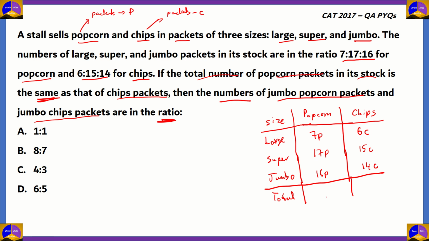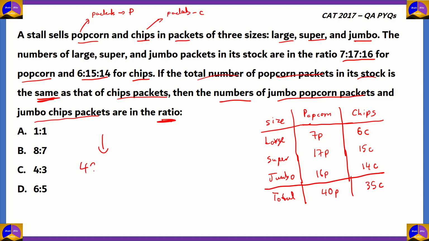Now, if we take the total, 7 plus 17 plus 16 yields 40, so that'll be 40 times P. And for chips, it'll be 15 plus 14 plus 6, which would be equal to 35 C. So there are 40 P popcorn packets and 35 C chips packets. Now, according to the question, the total number of popcorn packets in its stock is the same as that of chips packets. Now, what does that mean?